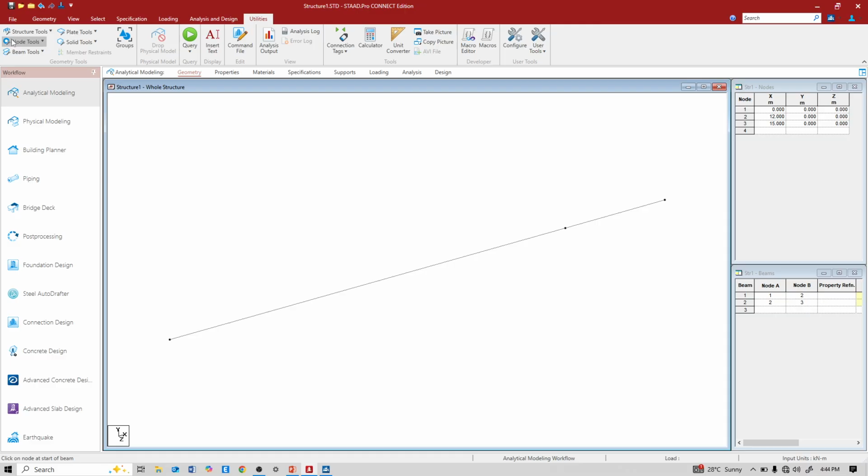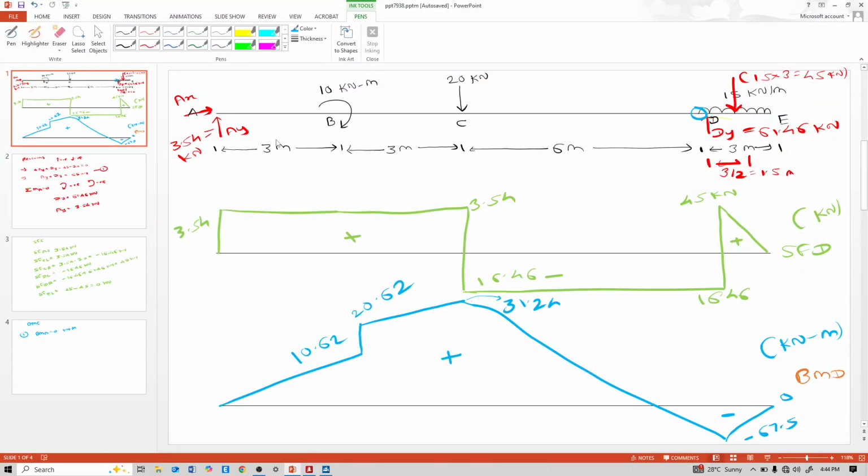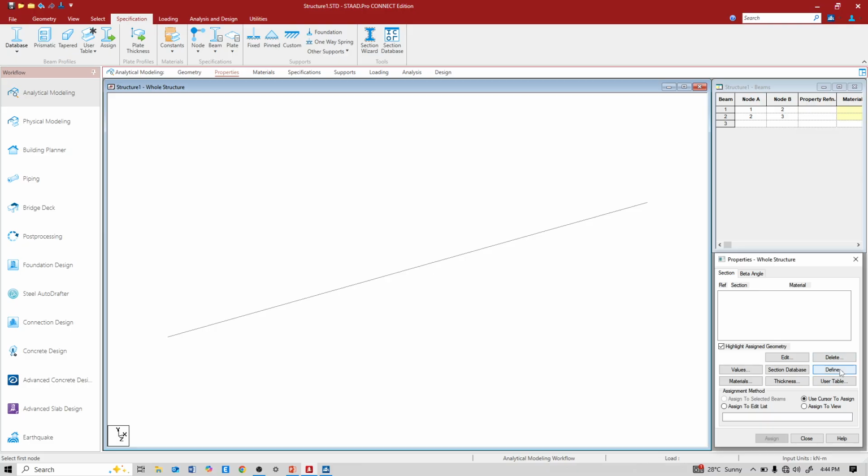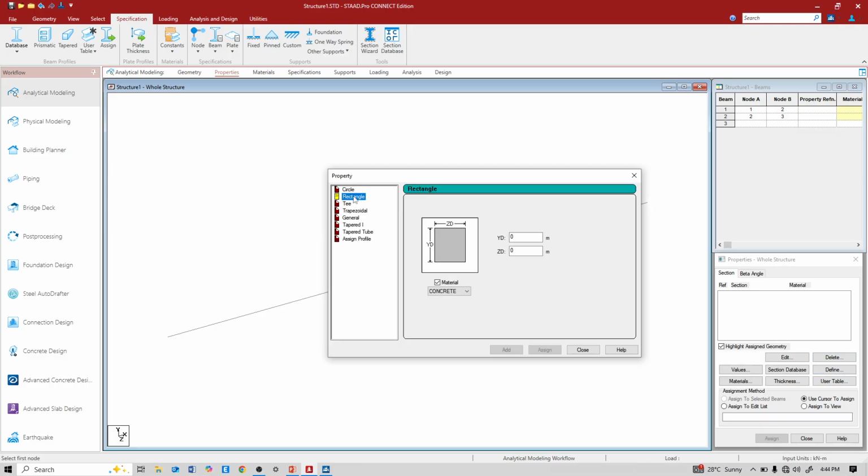Go to utilities, node tools, node to node distance. This is 12 and this is 3 meter. That means total is 15 meter. So at point A there is pin support. First define properties. We will calculate shear force and bending moment only for live load.